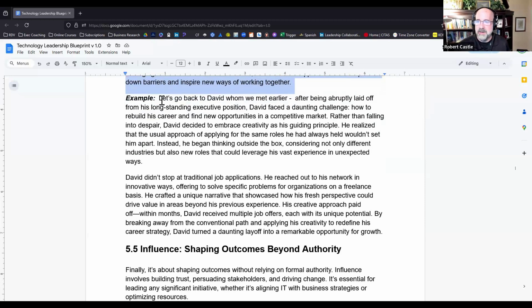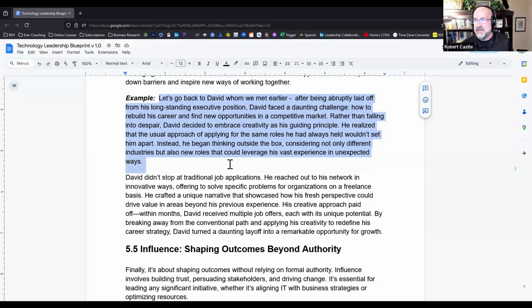Let's go to an example. Take David, who we met earlier. After being abruptly laid off from his long-standing executive position, David faced a daunting challenge: how to rebuild his career and find new opportunities in a competitive market. Rather than falling into despair, David decided to embrace creativity as his guiding principle. He realized that the usual approach of applying for the same roles he'd always held wouldn't set him apart. Instead, he began thinking outside the box, considering not only different industries, but also new roles that could leverage his vast experience in unexpected ways.